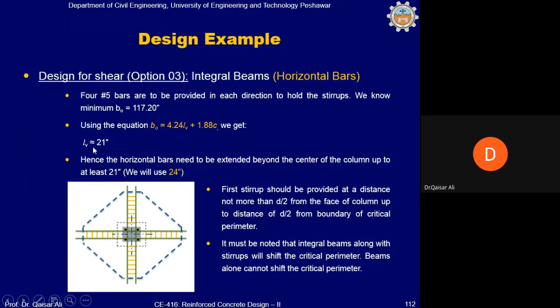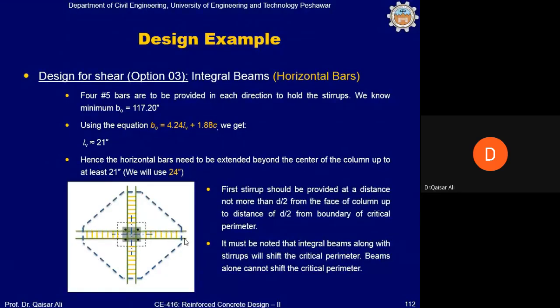Lv comes out to be 21 inch. So 21 inch from the center of the column to the far end of this integral beam. We will round this to 24 inch, so 24 inch on one side and 24 inch on the other side, 4 feet long integral beam will be provided with two top and two bottom bars.